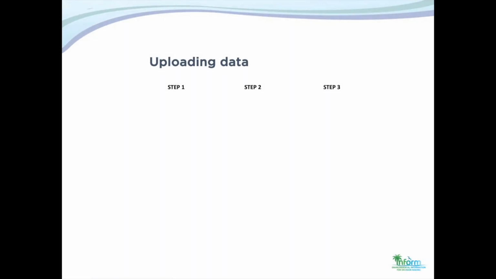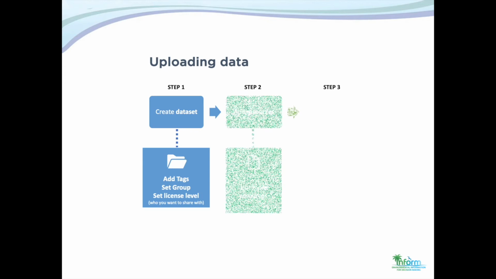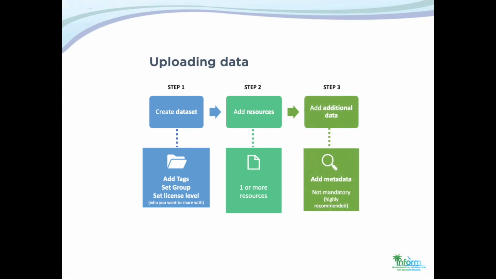There are only 3 steps to upload data on the data portal. 1. Create a dataset. 2. Add 1 or more resources to the newly created dataset. And 3. Add additional data or metadata, which is not mandatory during the process of data upload, but it is highly recommended. This will help you to better search for particular content. Now, we are going to go through the 3 steps in more detail.